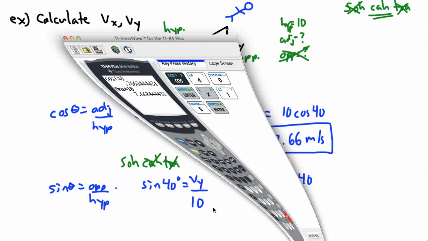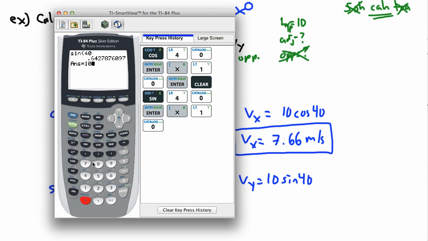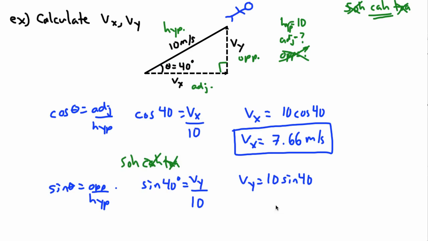I'll do that on my trusty calculator. Sine of 40, times 10. Then I can see it'll be 6.427. So 6.43, if we're going to use two decimal points. So that's how I do my Vy. It's 6.43 meters per second. That's how I deal with this.